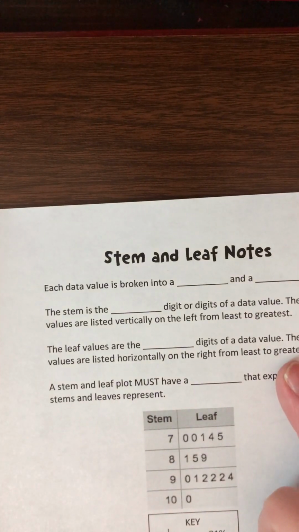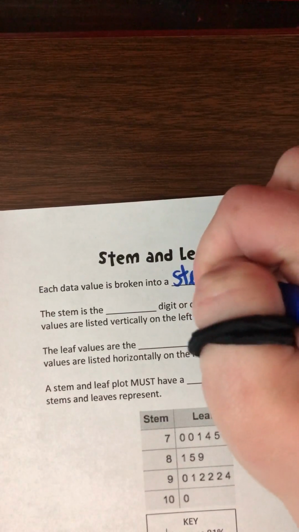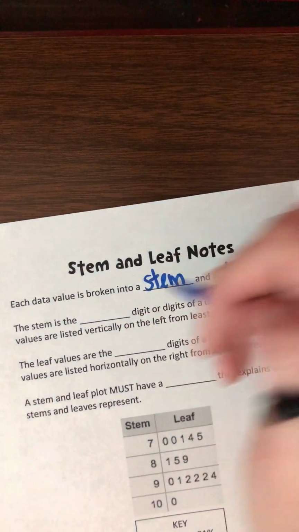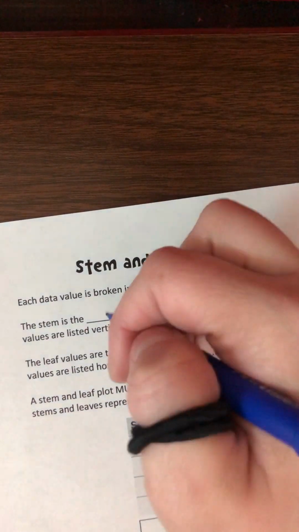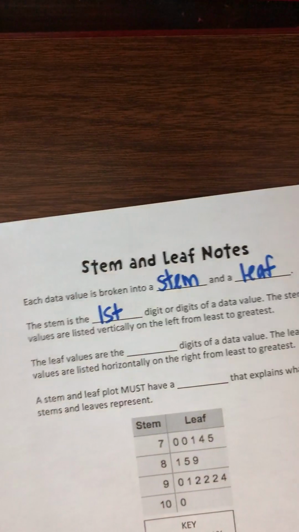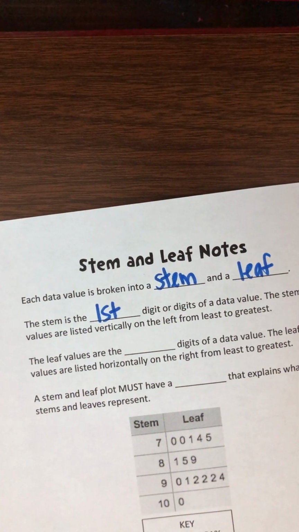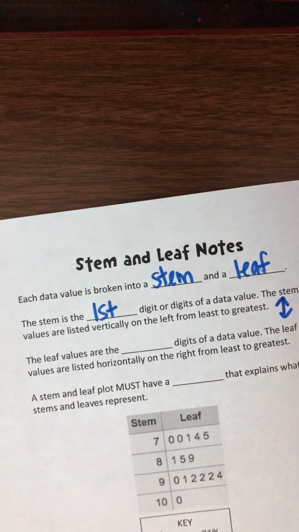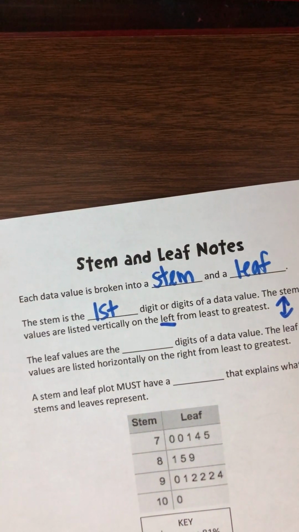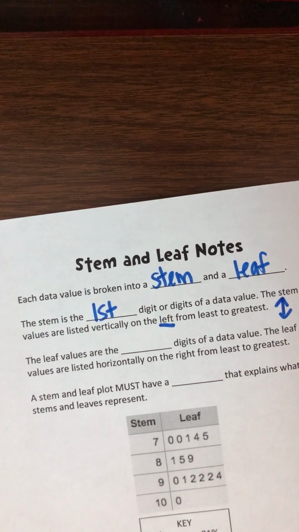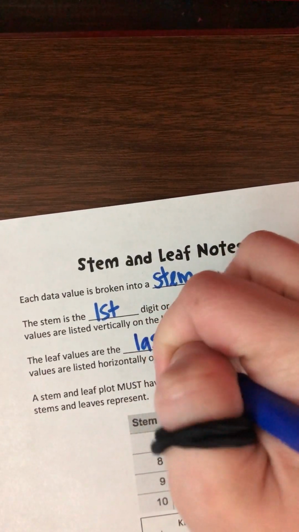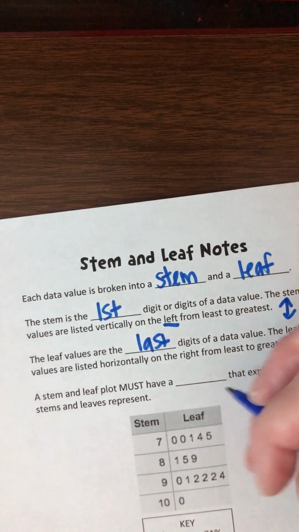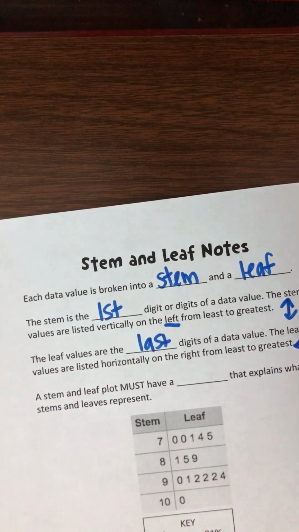So it says each data value is broken into a stem and a leaf. The stem is the first digit or digits of a value. And the stem values are listed vertically on the left from least to greatest. Vertically is up and down, and again it's going to be on the left from least to greatest. And then the leaf values are the last digits of the data value, and the leaf values are listed, this time, horizontally on the right side.